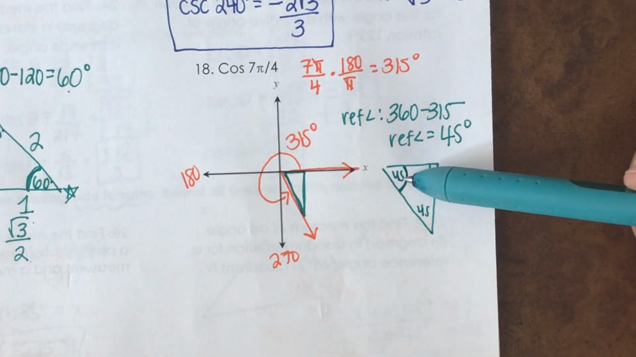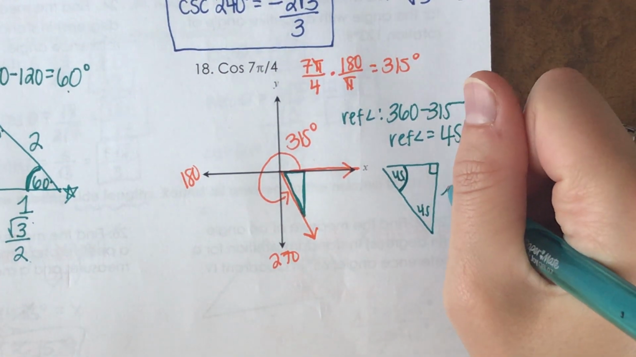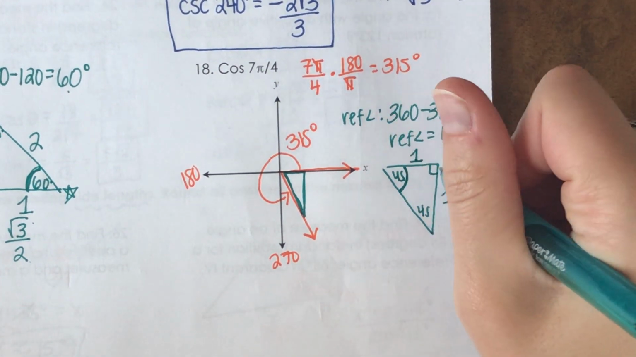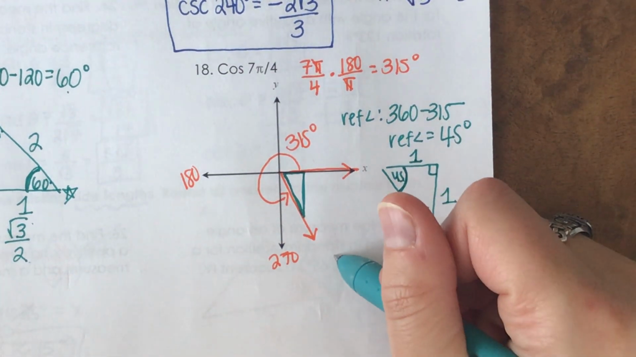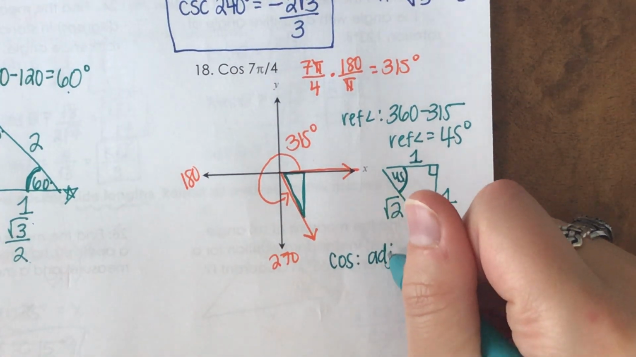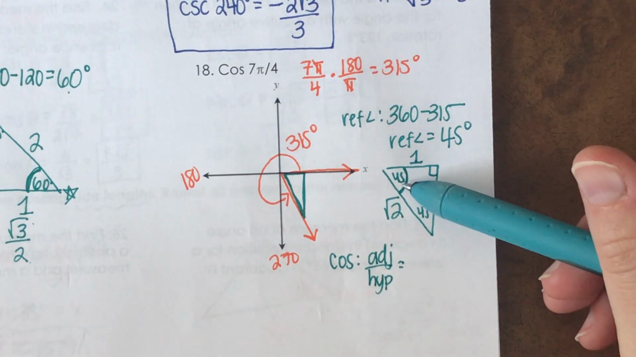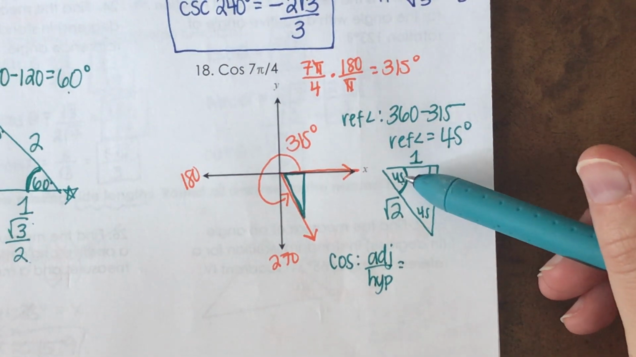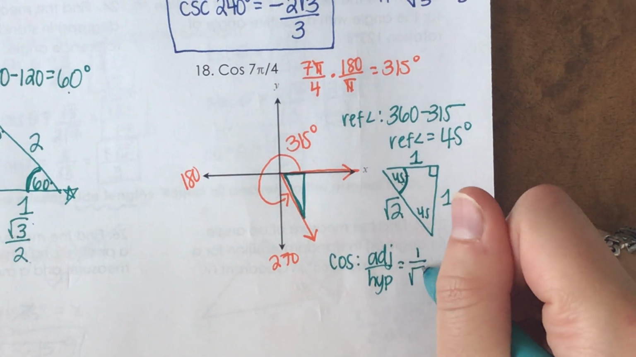Okay, 45 is my reference, so I've marked it. Across from the 45s are 1s. Across from the 90 is a radical 2. Cosine means I'm going to do the adjacent over the hypotenuse. The adjacent would be a 1. Hypotenuse would be a radical 2. So it's 1 over radical 2.